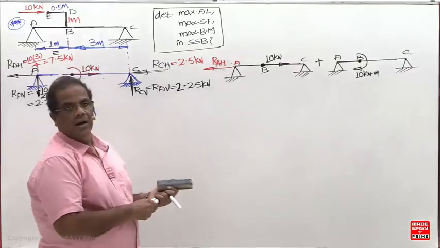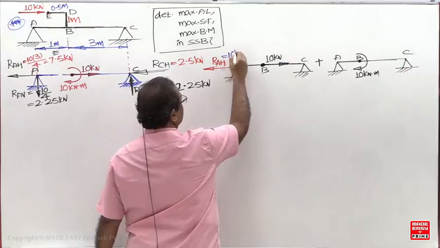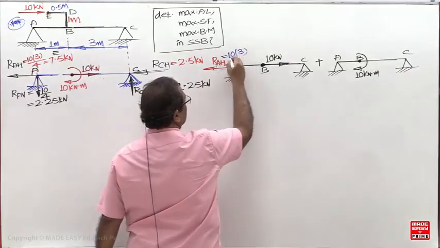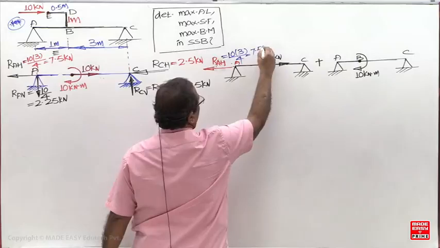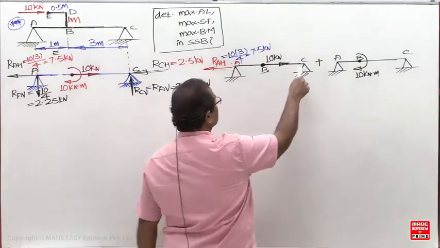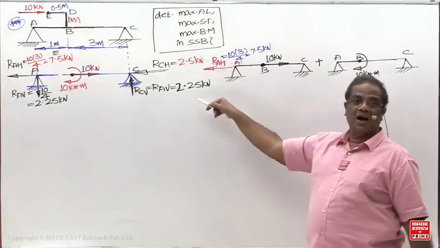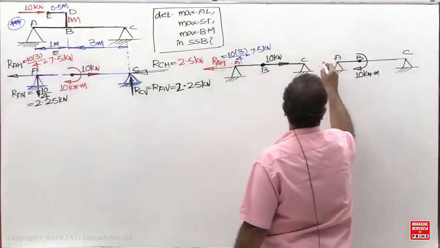RAH. Now both are in opposite directions. What is the distance to the other end? 3. And automatically, what is this horizontal reaction now? The sum of the horizontal reactions is equal to 10 kilonewtons.